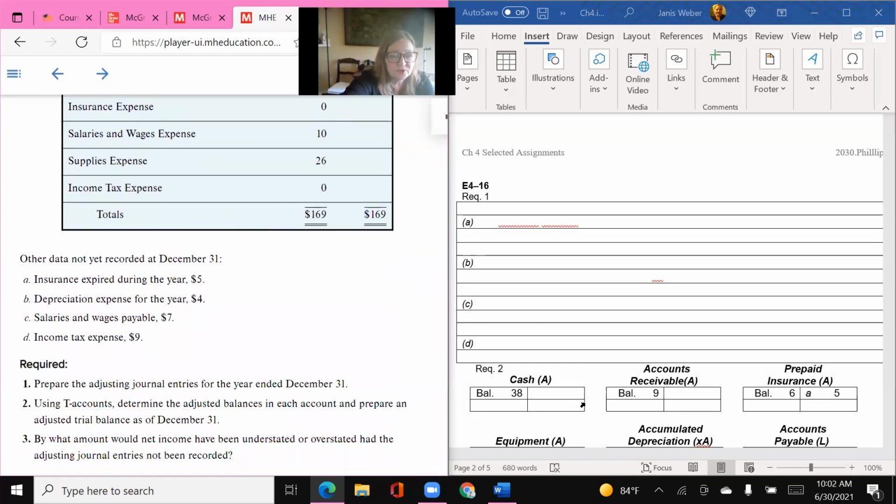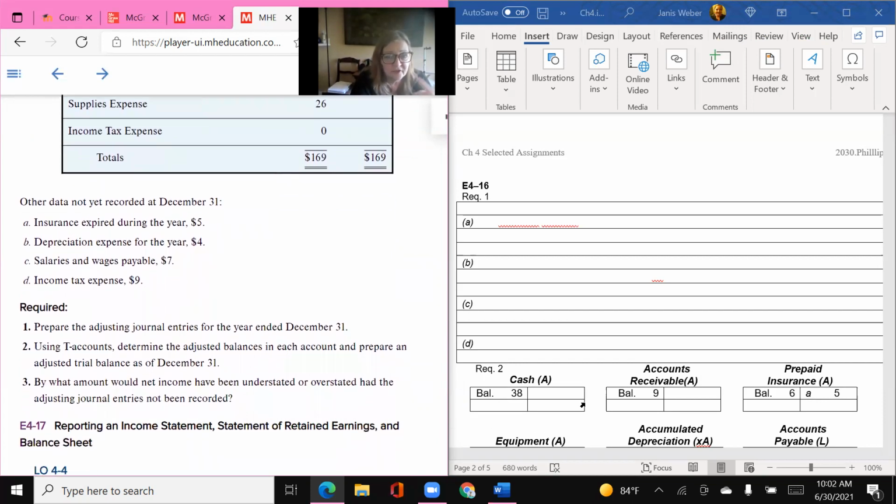What they're asking us to do is, they gave us this data, other data not yet recorded. They gave us 4 things that might need to be adjusted. And then the required say, prepare the adjusting journal entries for these 4, A, B, C, D. And then using T accounts, determine the adjusted balances for each of the accounts and prepare the adjusted trial balance. And then they're asking you how much would it have changed net income if you didn't make these adjustments.